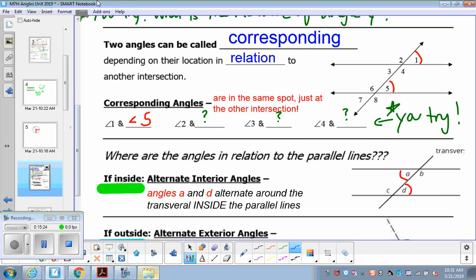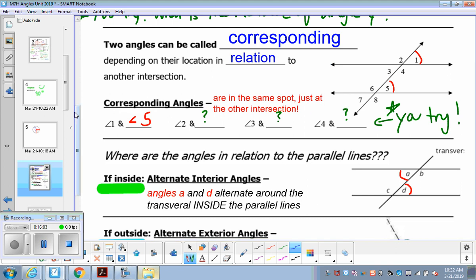Now, corresponding angles are another type of angle that you guys are going to be learning about. In this picture, angles 1 and angle 5 are corresponding. What corresponding means is that they're in the same place, they're at the same spot, just at a different intersection, okay? So angle 1 is up here, kind of in the top right corner at this intersection. Angle 5 is the one in that exact same spot in this intersection, all right? So I've told you that angle 1 and 5 are corresponding, and now I want you to try to tell me what angle corresponds to angle 2, which one corresponds to angle 3, and which one corresponds to angle 4, okay?